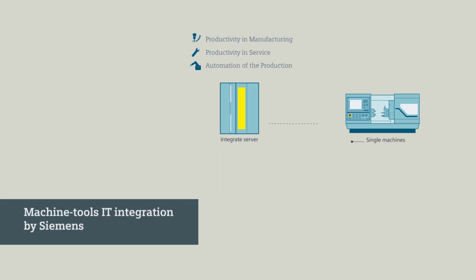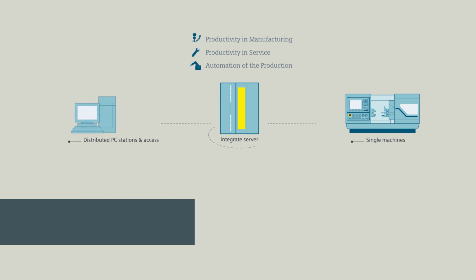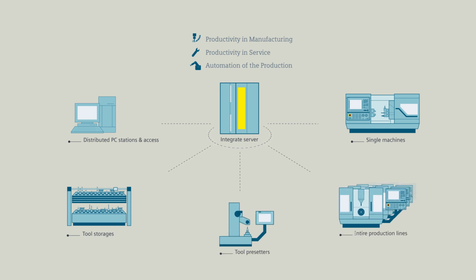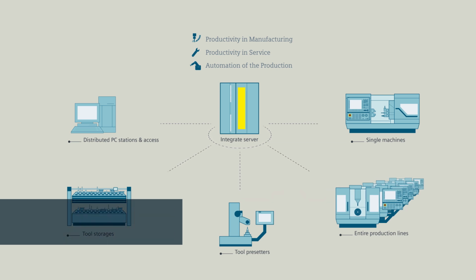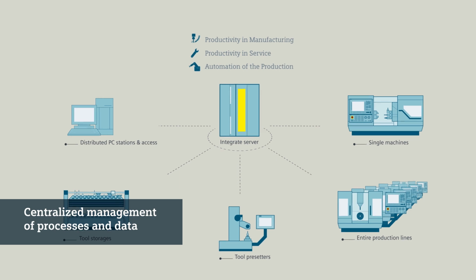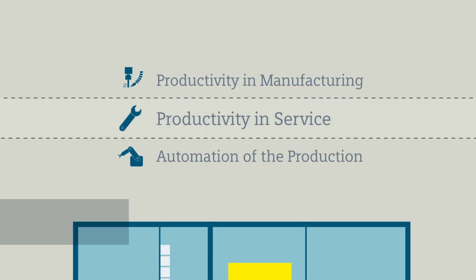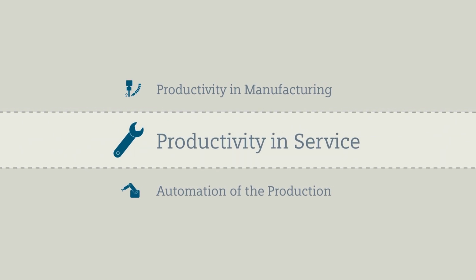Complementing its CNC technology, Siemens offers the complete world of IT integration. Thus, Siemens increases productivity in service and manufacturing and enables the automation of production. SINUMERIK Integrate for Production allows you to network your resources and benefit from a centralized management of your processes and production data.